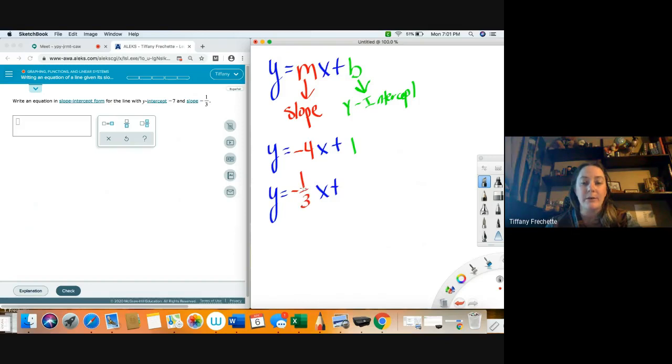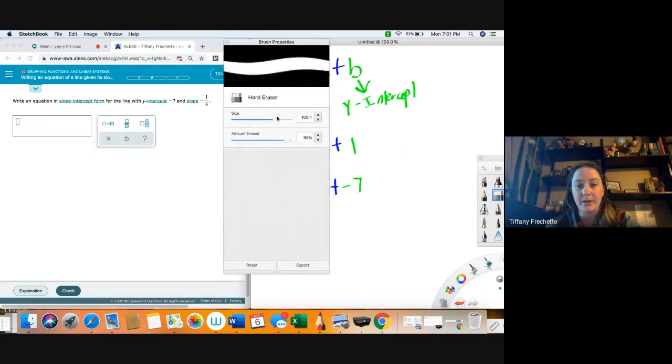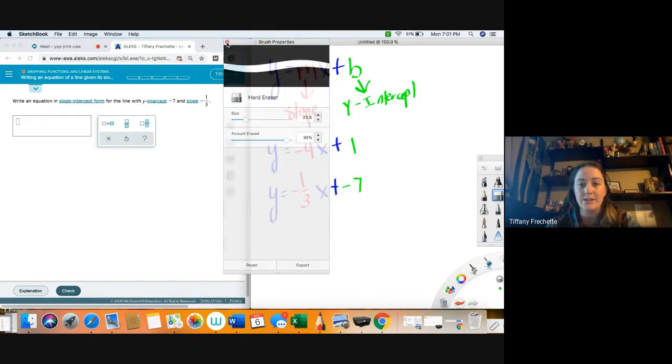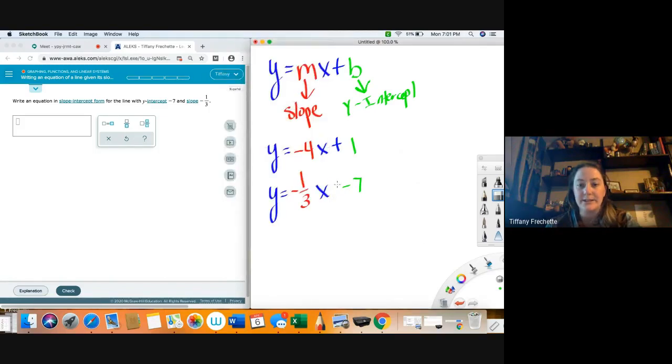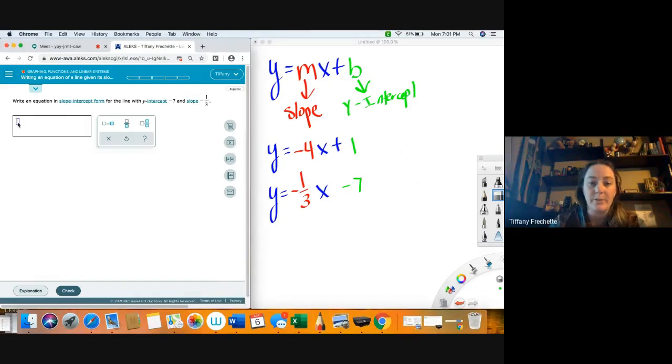Remember, slope is always next to the x. They told us slope is -1/3. I just plug it in. Y-intercept, they tell me it's -7. So remember, I don't want to leave this plus sign in when I type it in. I want to take that plus sign away because we want to put -7. Otherwise it won't understand what you want in there.